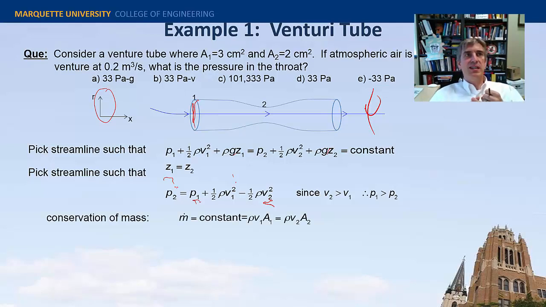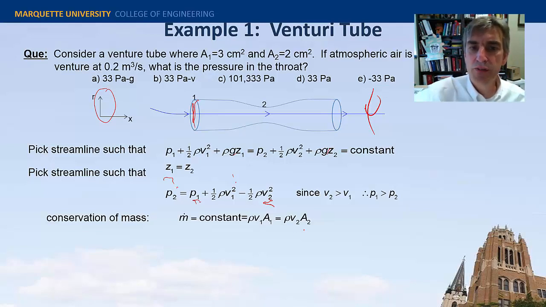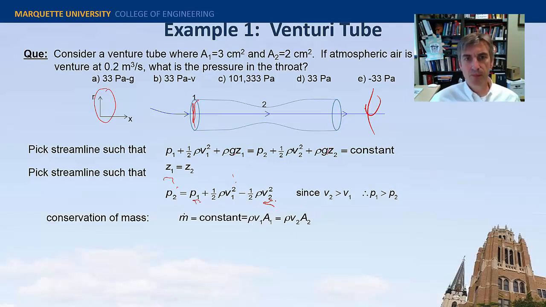For all the assumptions that I needed to use the Bernoulli equation, steady, inviscid, plug flow, that reduces the conservation of mass to this simple expression. And for one inlet, one outlet, I get rho VA in is equal to rho VA out. So I can rearrange this to solve for the velocity.